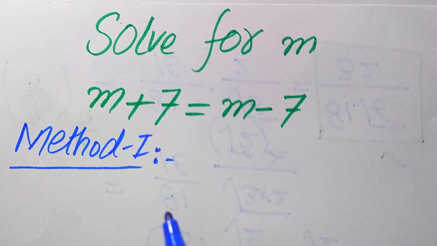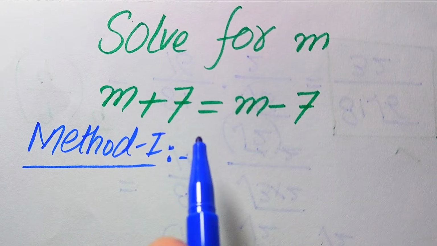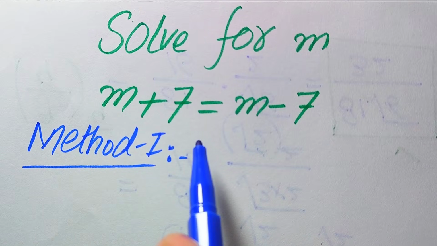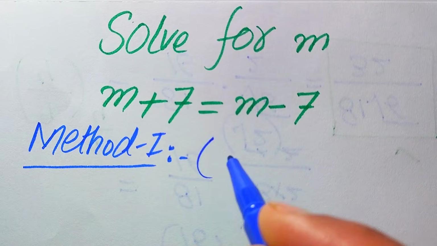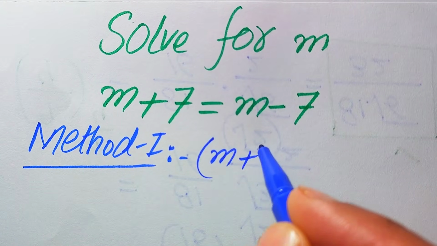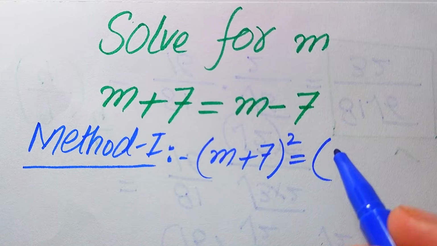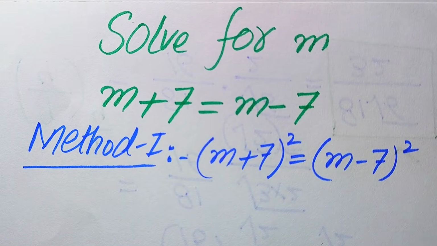So here in the first method, we need to find the values of m, but if you see directly into the question statement, it is not possible to find the values of m. But here we use a nice technique in which we can easily get the values of m. So we will apply squaring on both sides, and when we take squaring, it will be written as m plus 7 whole square is equal to m minus 7 whole square.